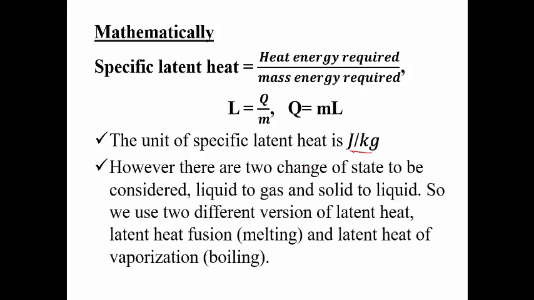However, there are two changes of state of matter, because a substance changes from liquid to gas and from solid to liquid. Therefore, these have different latent heats. One is latent heat of melting, and the other is latent heat of boiling, or sometimes we name them latent heat of fusion and vaporization. Vaporization is when a substance changes from liquid to gas, and fusion is solid to liquid.